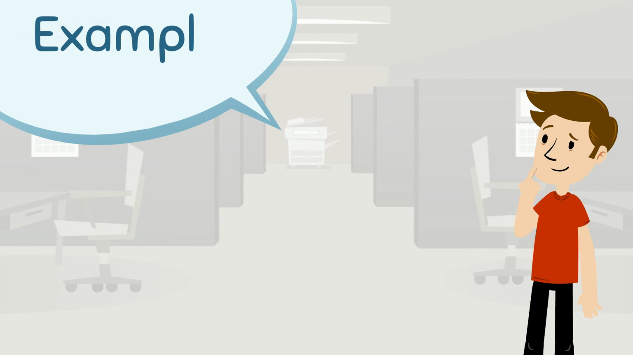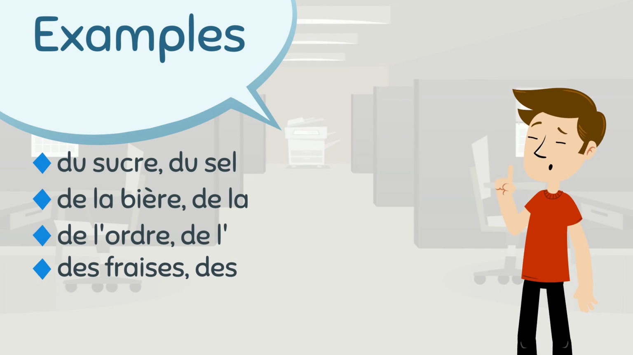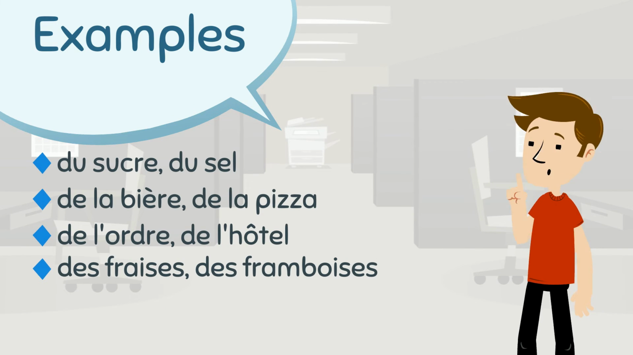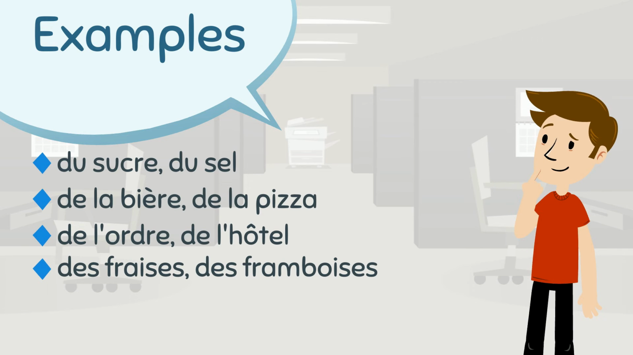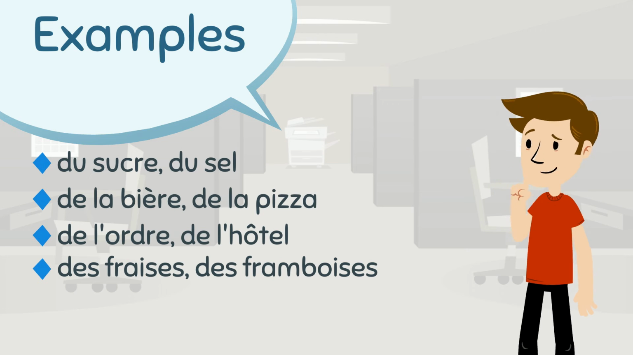So some examples are du sucre, du sel, de la bière, de la pizza, de l'ordre, de l'hôtel, des fraises, et des framboises.